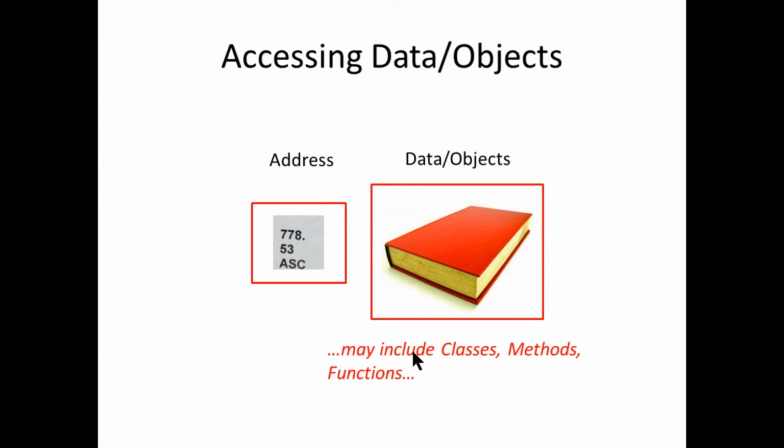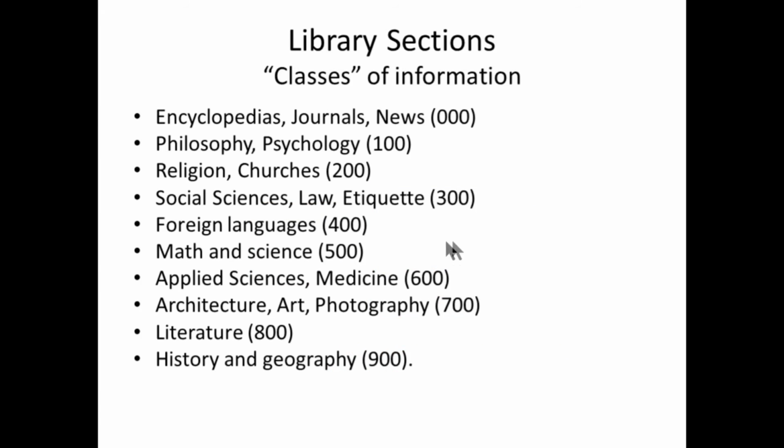In the software world, it's not only a book with characters and images. In software, this object may also do stuff for you. It may have methods or functions that actually perform things for you rather than just being a passive book. So there's a lot more functionality in the software world, but again, the concept is the same. You refer to an object that has function and information, and that's how you access it via this address.